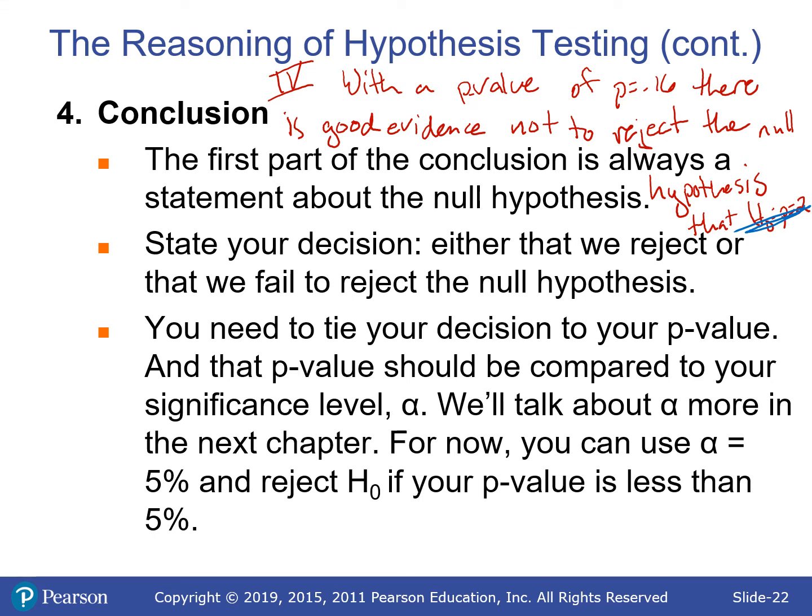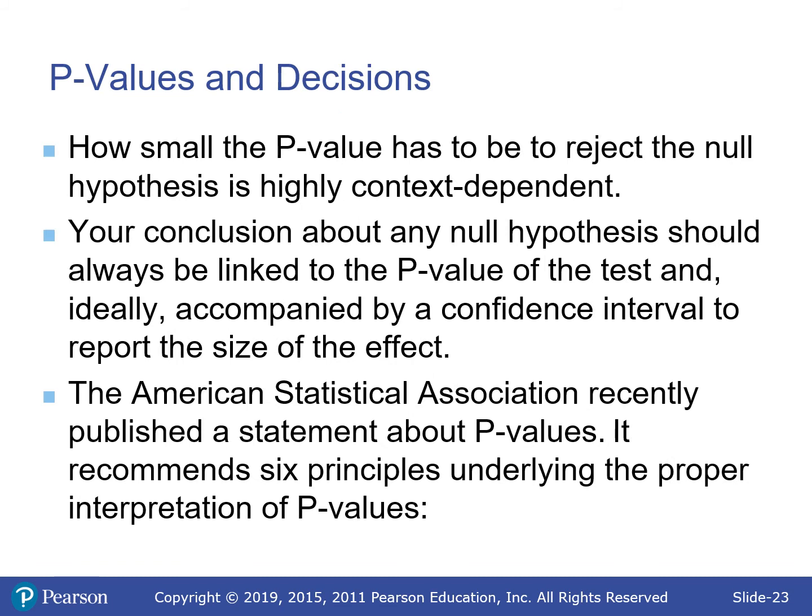But we have to state the p-value. We fail to reject, do not reject, good evidence not to reject, the null hypothesis, and then include context saying what the null hypothesis is, what it means. So how small the p-value has to be to reject the null hypothesis is highly context dependent. We'll talk about that a bit more in a future chapter. But again, conclusion, link it to the p-value of the test, and we could do a confidence interval too.